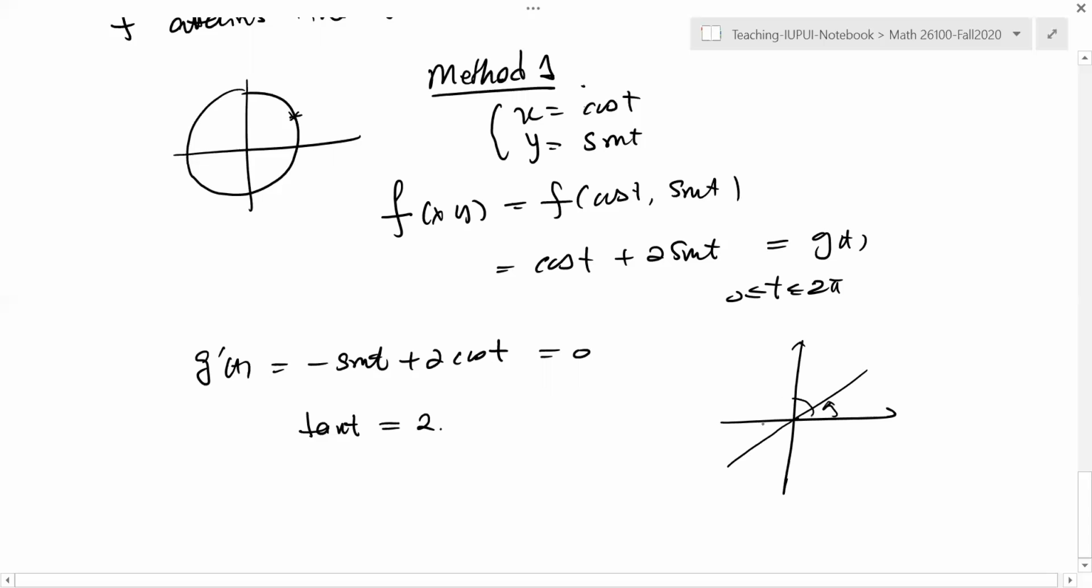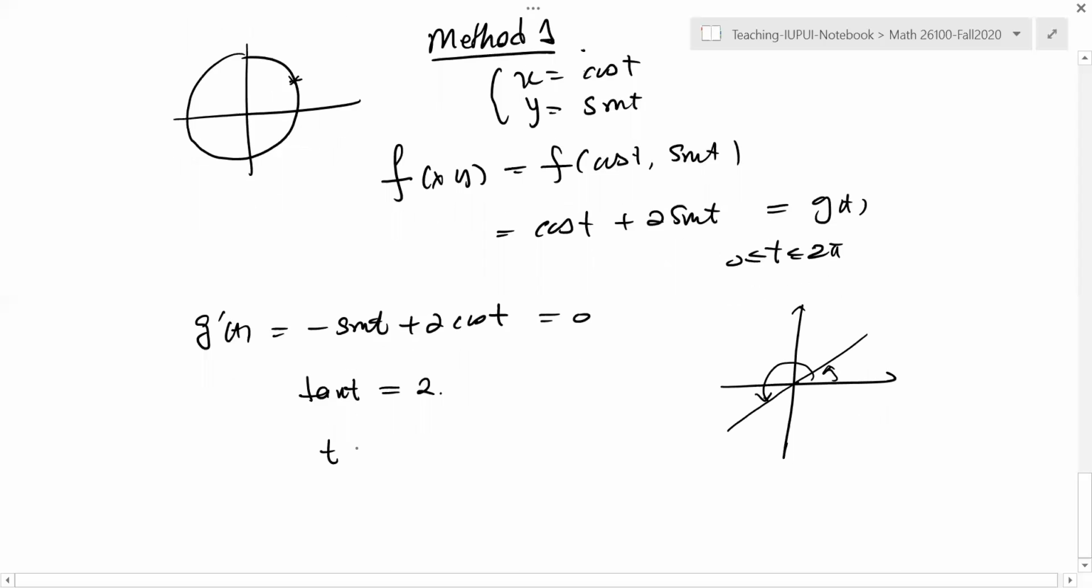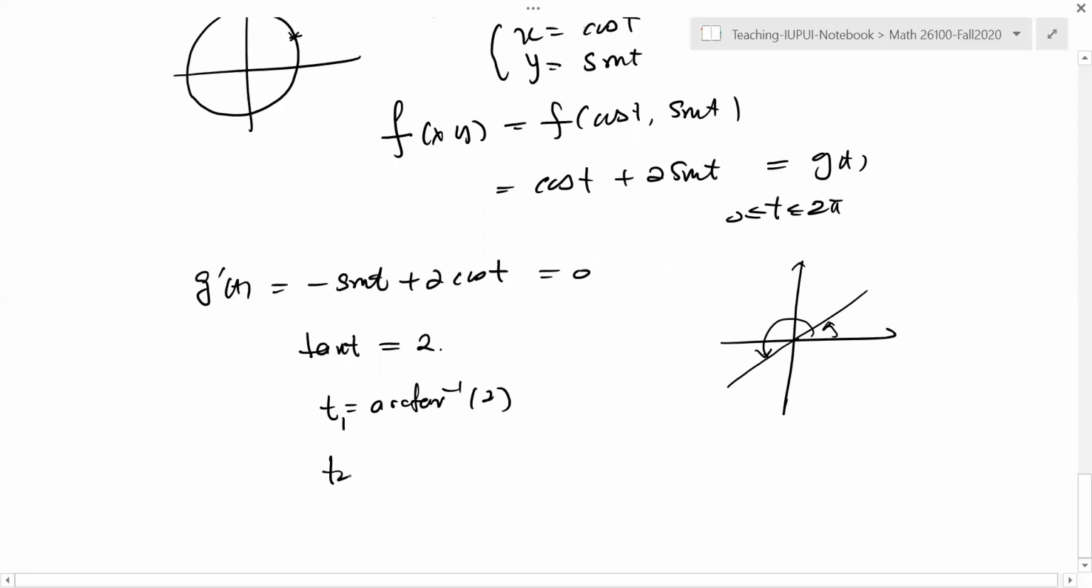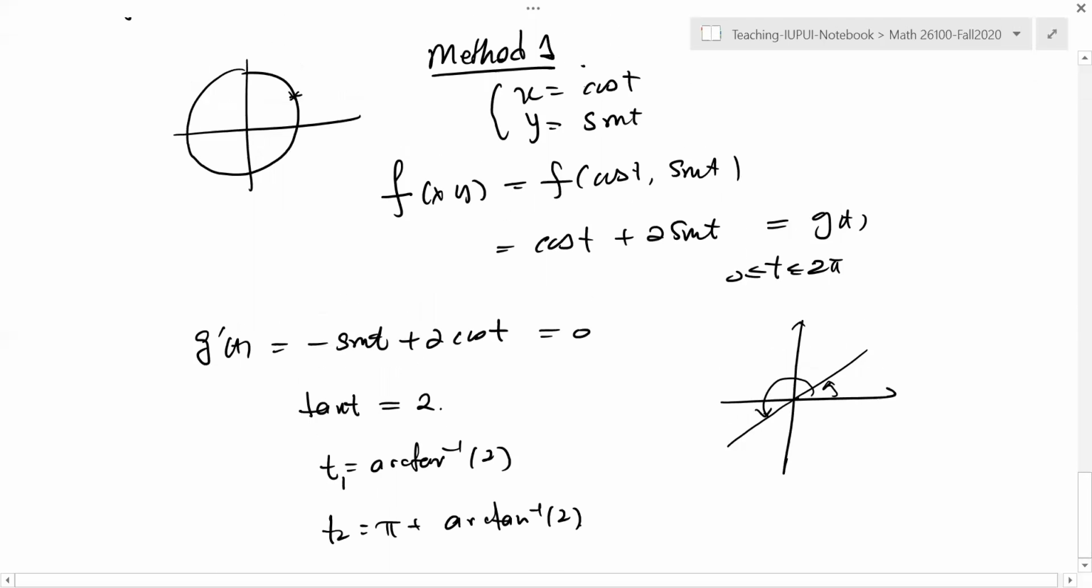Either this or that angle. That's two angles that make tangent t equal 2, okay? So t is going to be arctangent 2. That's the first solution. Another solution will be just pi plus the angle, okay?